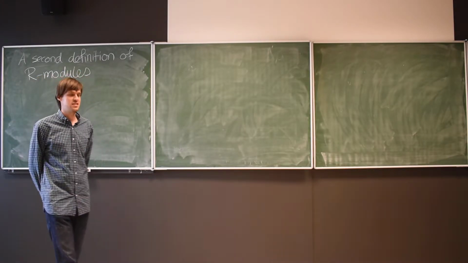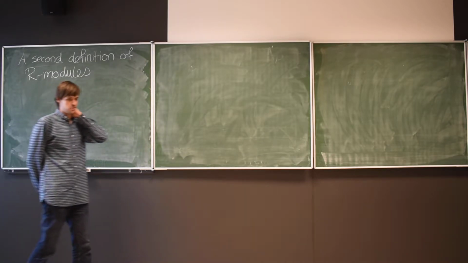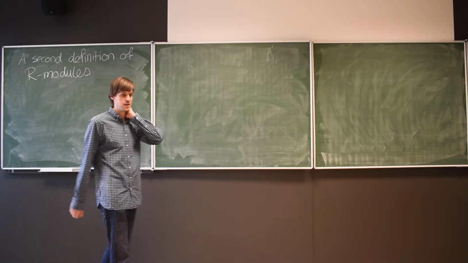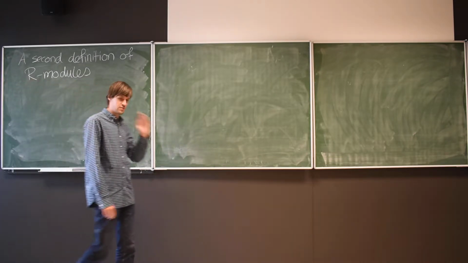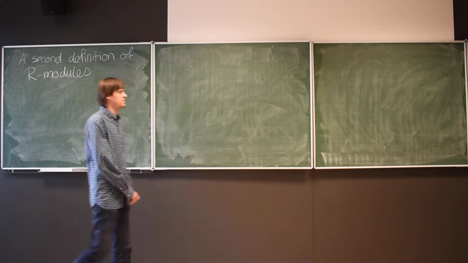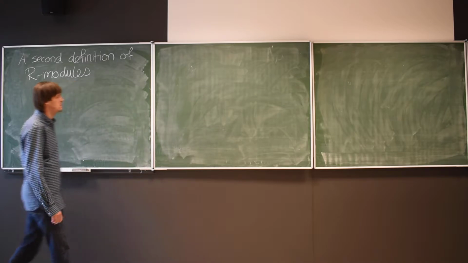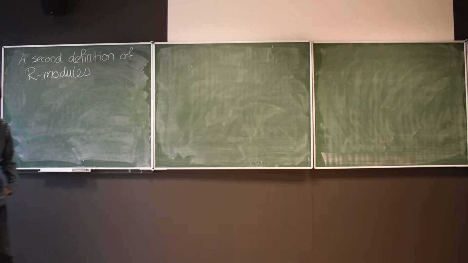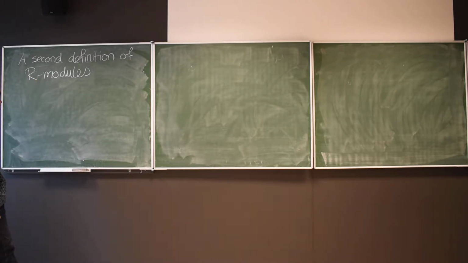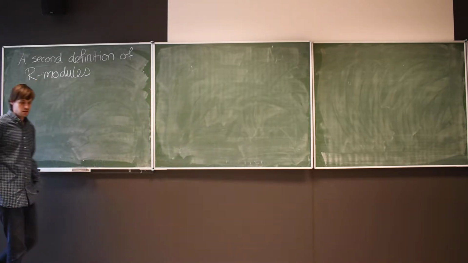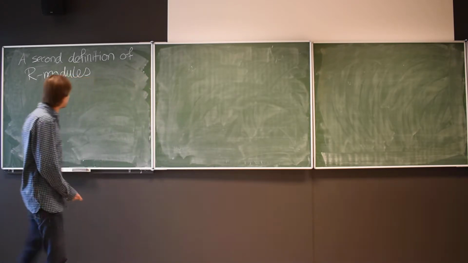Okay, so in this second video, I want to define R modules in a slightly different way, which is a bit more abstract, but also much shorter. So you saw before when I wrote down the definition, it was quite long, but if you use this more abstract approach, you can give a very compact definition of R modules. But before I can do that, I need to do a little bit of preparation.